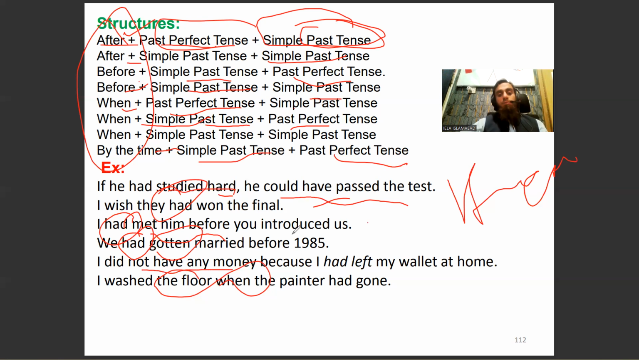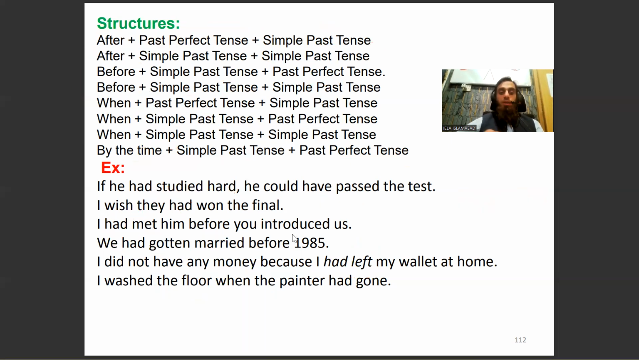I did not have any money because I had left my wallet at home. Now had and left, it means again past perfect tense, right? Because third form of verb along with the word had, it represents past perfect tense. I did not have any money because I had left my wallet at home. I washed the floor when the painter had gone.